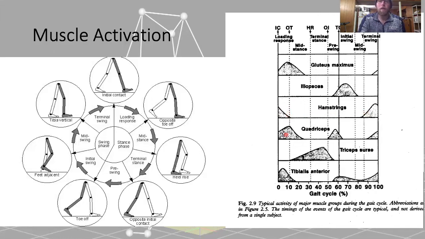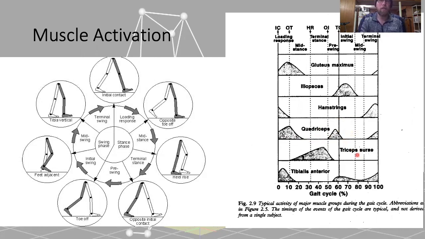Quadriceps, quite a bit of activity when we first make contact with the ground. Remember, the quadriceps make sure that our knee stays extended so we can roll over the top of it. When are we going to see extension again? Right before we go into swing phase. Then we pick up our leg, and you can start to see hamstring activity get in a little bit there. Now, the big one is triceps surae.